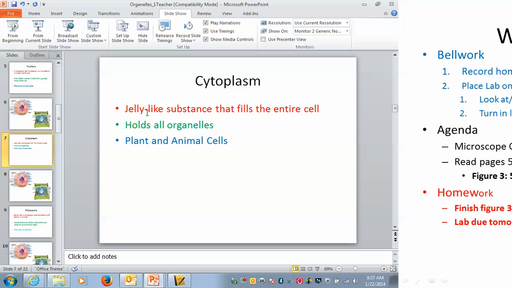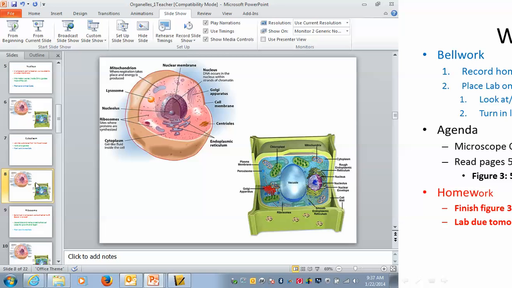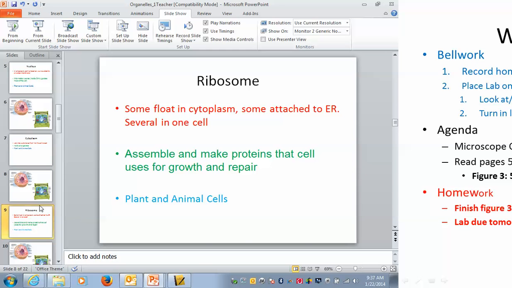All cells have cytoplasm, which is like this jelly-like substance. It basically fills the cell. It holds all of the organelles in place, and both the plant and animal cells have a cytoplasm. So it's all that jelly stuff. Here it's in pink, here it's in blue. It just holds all of your organelles in place. And if at any point in time you need to go back and rewind the video to make sure that you get all the notes, feel free.